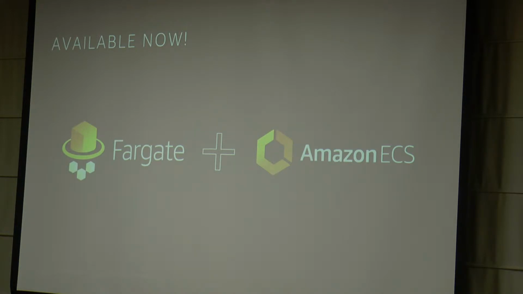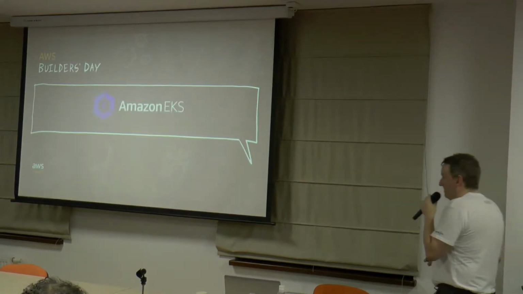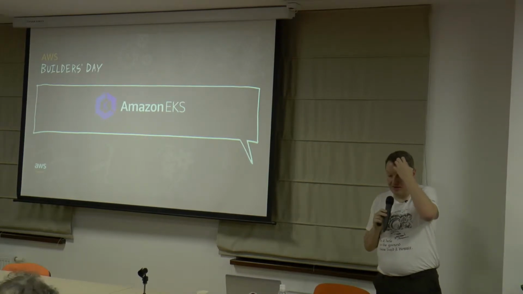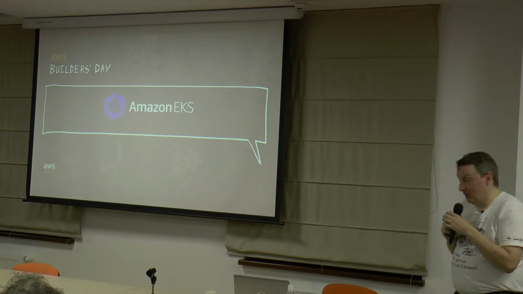And then somebody said, it's okay, but we kind of like Kubernetes. ECS is fine, Fargate is very good. What about Kubernetes? I said, oh, okay, all right. And we built EKS. So K is for Kubernetes, Elastic Kubernetes Service.